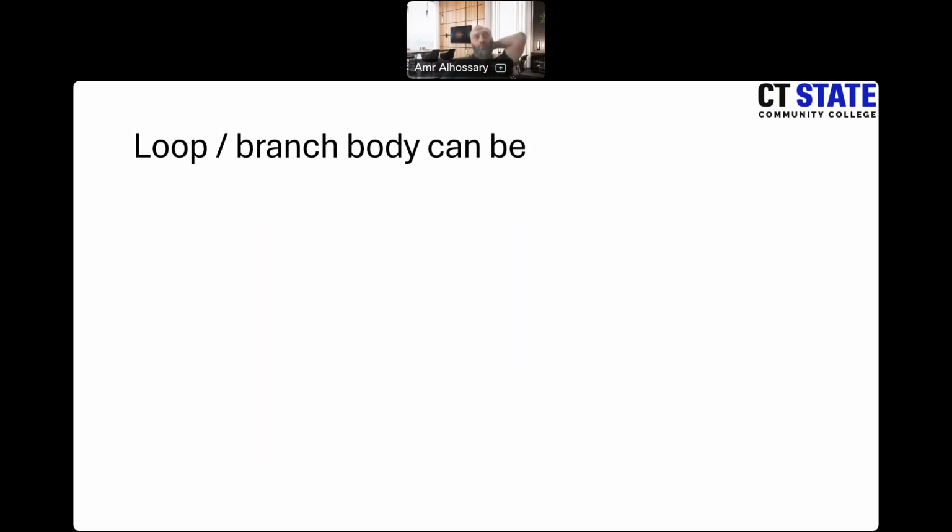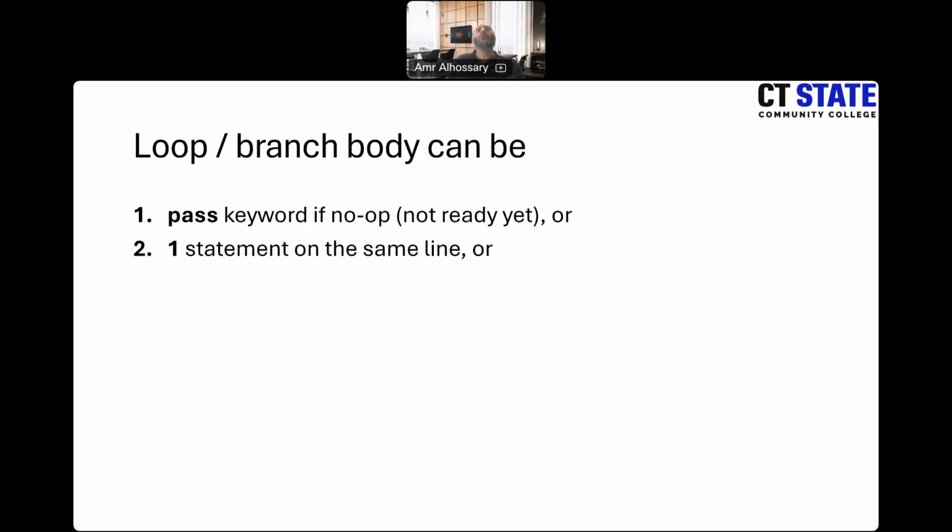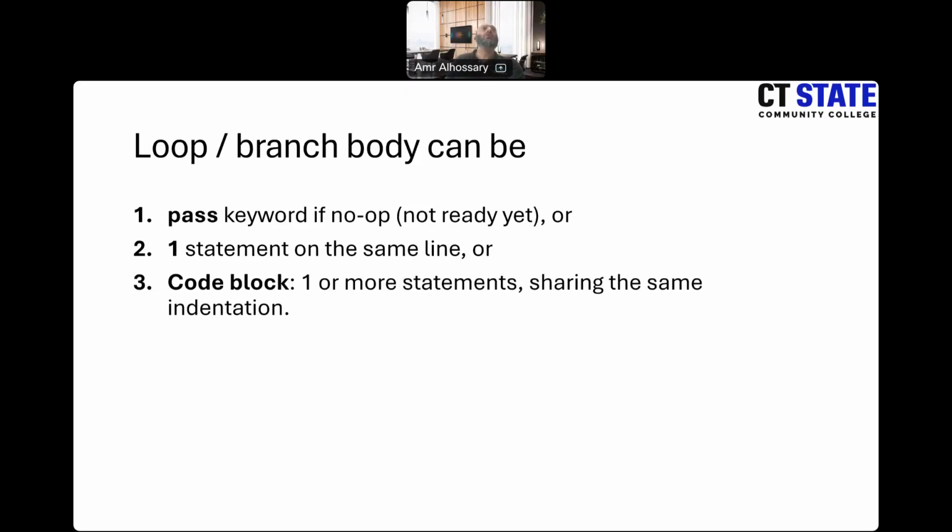The body of the loop, the same as for the branch, can be either the keyword pass, if no operation or something is not yet ready, for example a function that is not yet implemented, one statement only on the same line, or a code block containing one or more statements, and all of them share the same indentation. And as we know now, a code block can contain another loop or another branch.